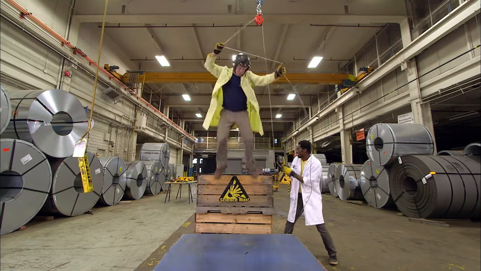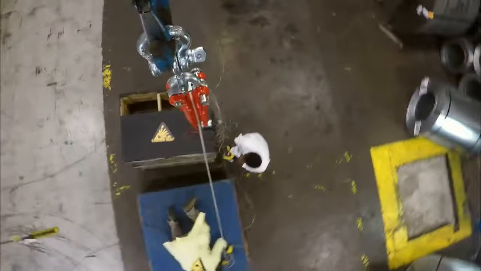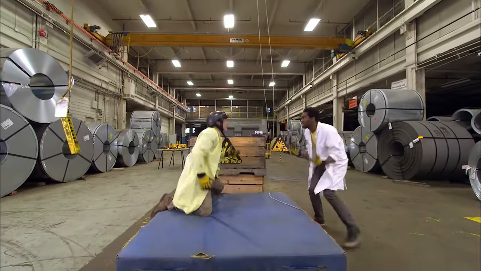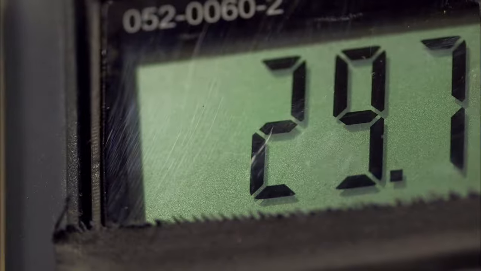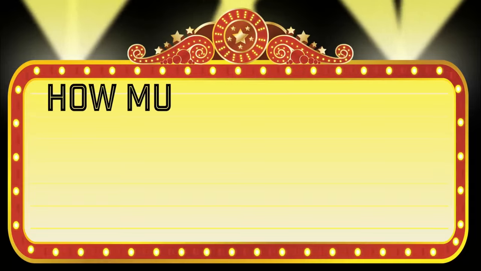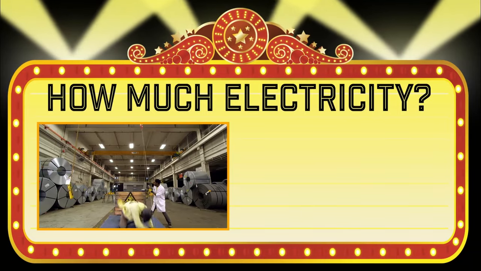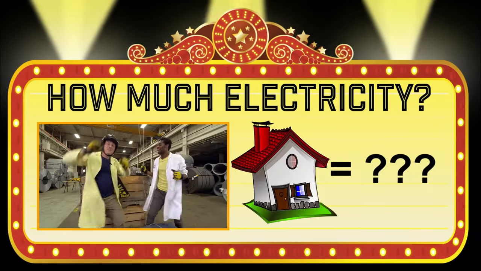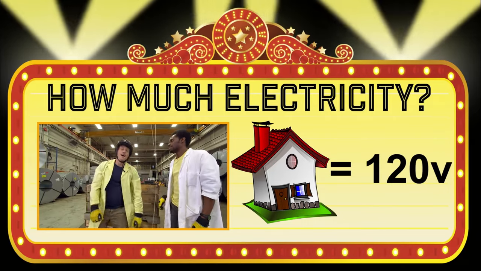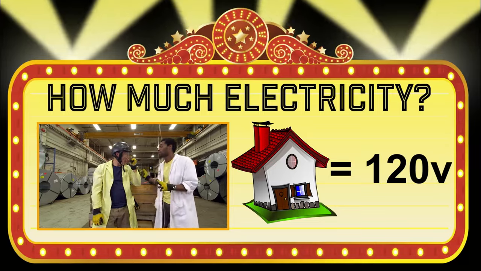3, 2, 1. I jump down and my whole body weight pulls on the line. Oh, that was awesome. That was like our biggest spike ever. That was amazing. All right, high fives. Is it enough to power my house? Nope. How much electricity did Phil generate? Almost 30 volts. How much does he need to power his house? 120 volts. He's still off by quite a bit.